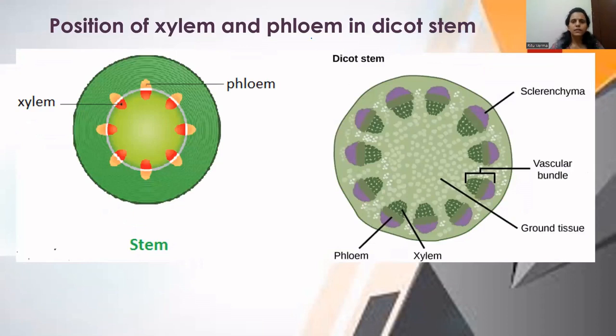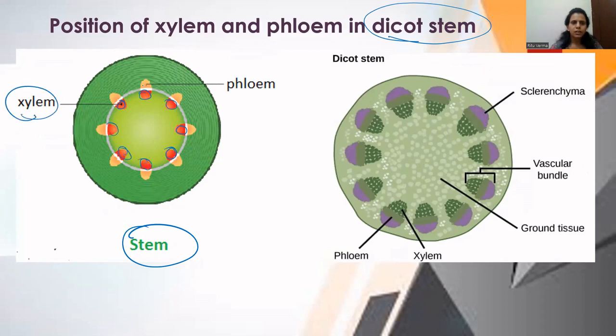Next is the position of xylem and phloem in the dicot stem. If you look at the first diagram, these red cells, the tissues present towards the inner side of the stem, are xylem, and these outer cells are phloem.